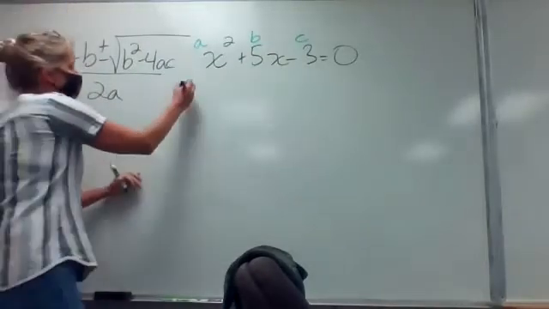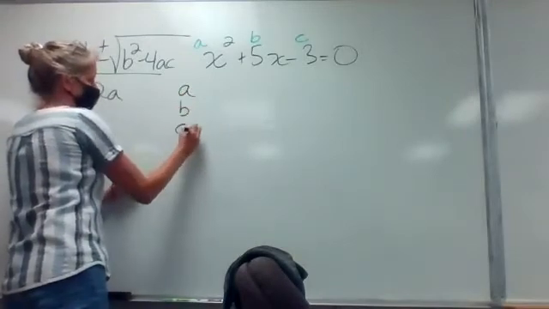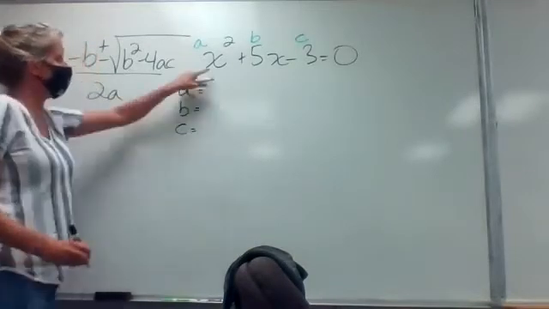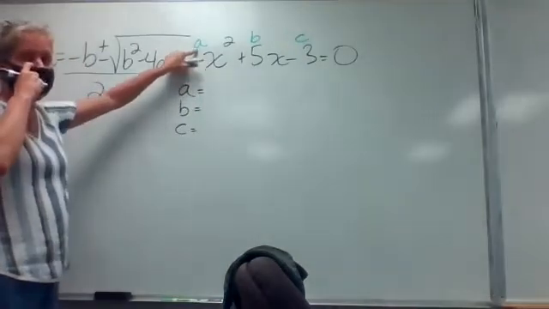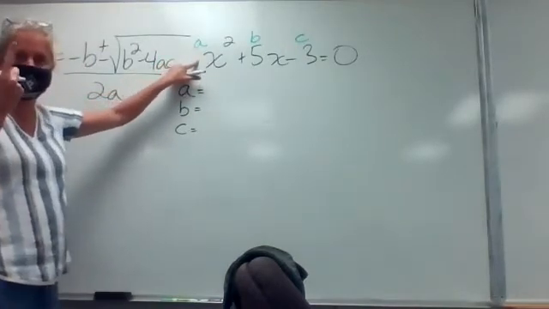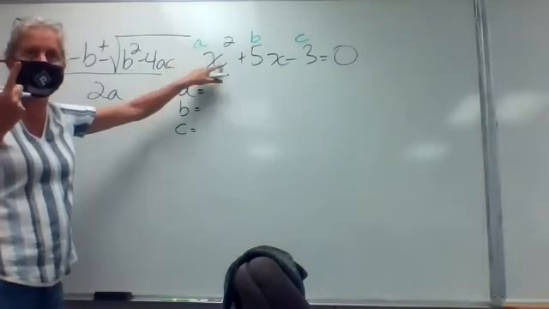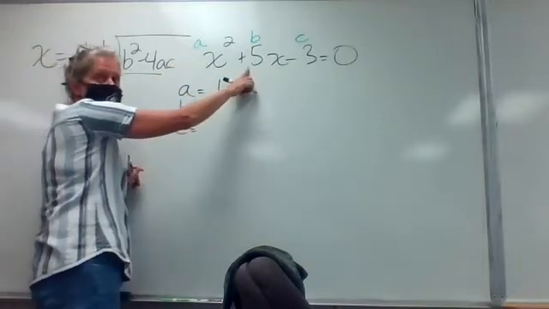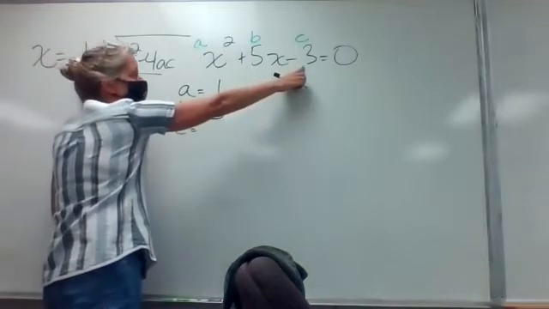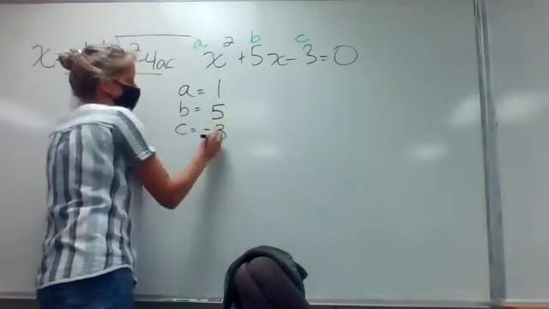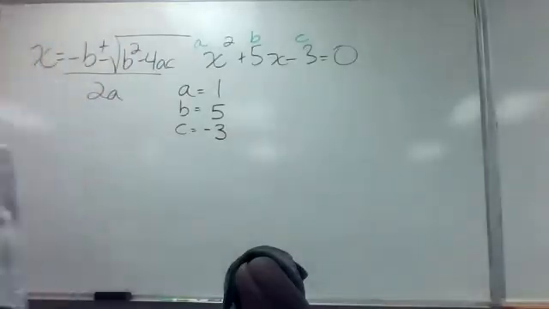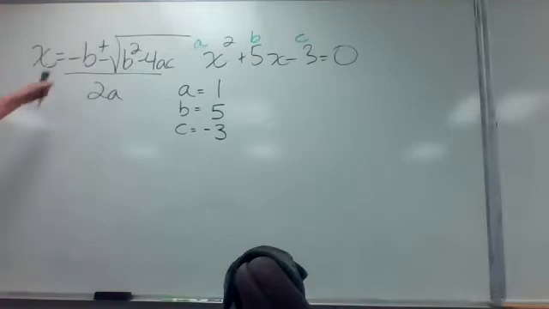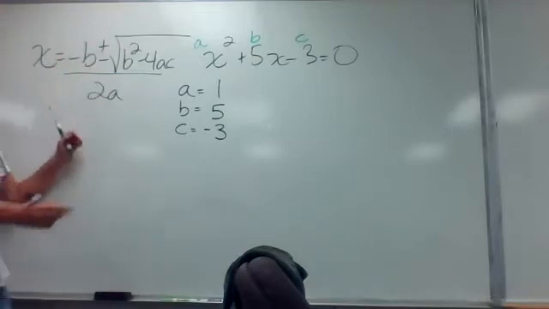Okay, so I like to actually write it out. My A is in front of x squared. If you don't see it, it's an understood what? It's a 1, right? That's 1x squared. My B is 5. And my C, don't forget your sign, is -3. Now that I know my A, B, and C, let's plug those into my formula wherever A, B, and C are. So let's see, I'm going to have x equals.